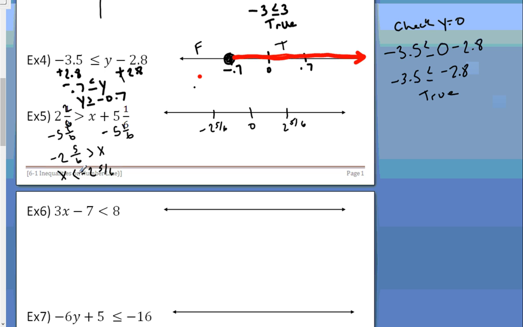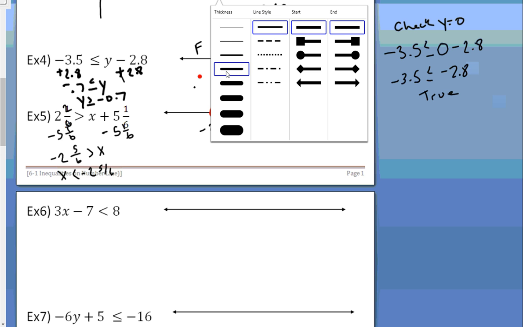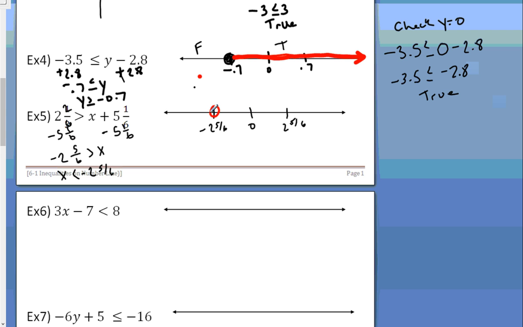Is it going to be an open or closed dot? Well, it's less than, it's not equal to, so it's going to be an open dot. So we're going to have an open dot there, right? I don't care if it's in black or red, that makes no difference. And then we need to go in this direction, because remember, my variable's on the left-hand side, so my arrow goes in that direction. So it goes in this direction. Okay? Got it? So that's what yours should look like. And then you need to check it, right?